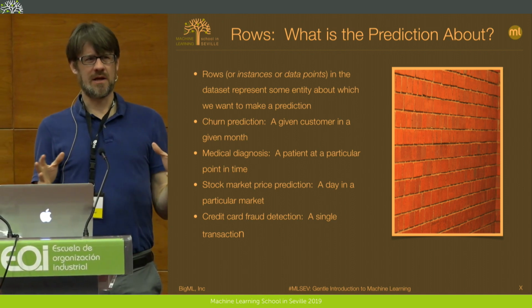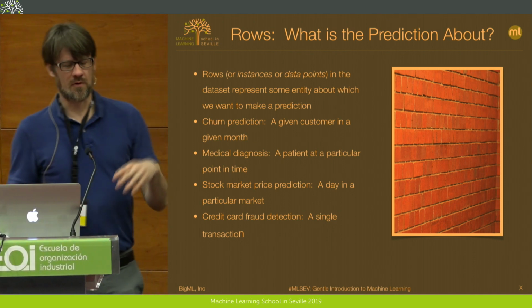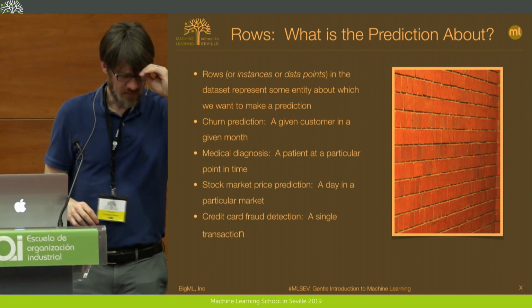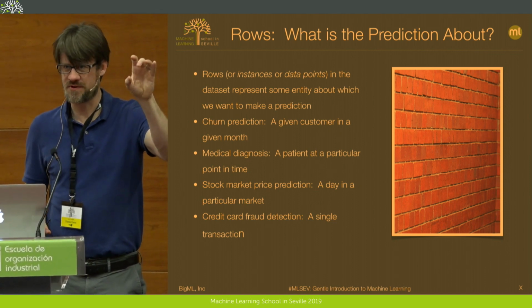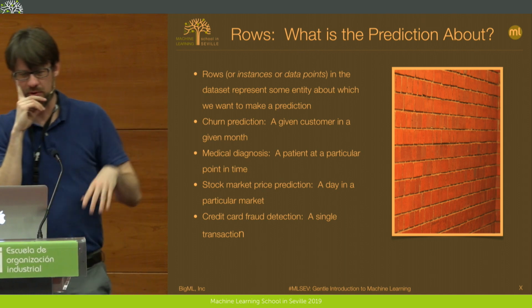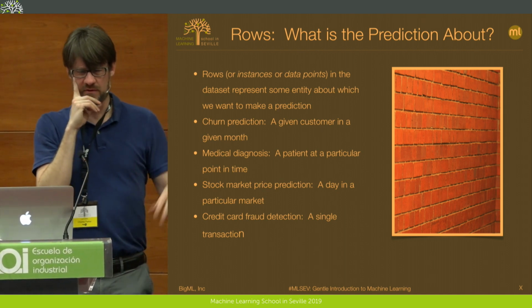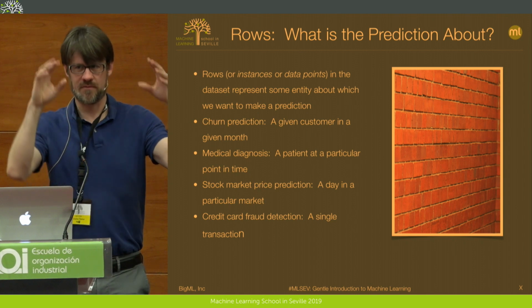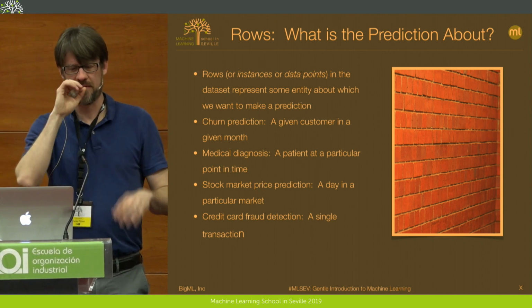These are some entity about which we want to make a prediction. So in churn prediction, we want to make a prediction about each person for each month, right? Each month we want to make a new prediction about whether or not that person's going to leave the service. So each row in the data set represents a person in a given month.